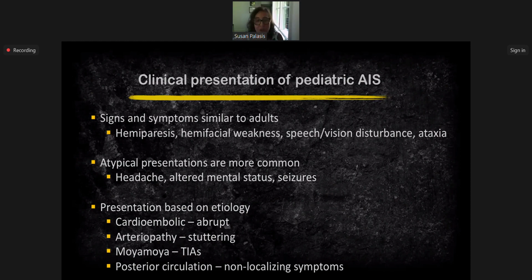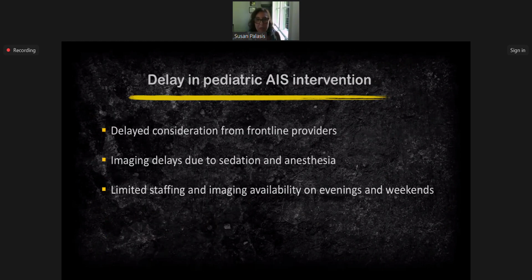The presentation of these kids with stroke can also vary based on the etiology of the stroke. If it's cardioembolic, typically that's going to be a more abrupt presentation. If it's an arteriopathy, that'll have a more stuttering type of course. Children with moyamoya tend to present with TIAs before the stroke. And posterior circulation strokes can have non-localizing symptoms and can really be challenging for us to diagnose. So all these things can cause a delay in pediatric acute stroke intervention.